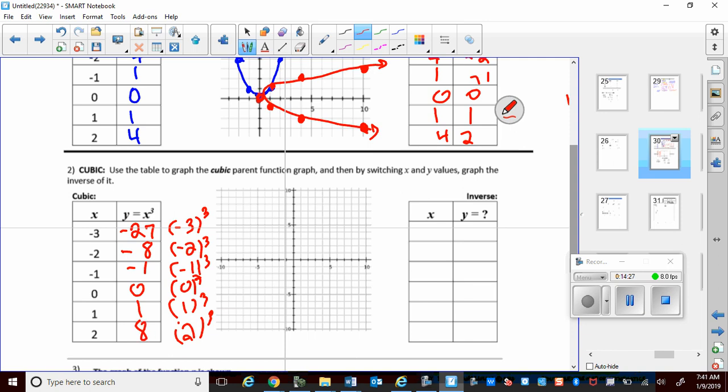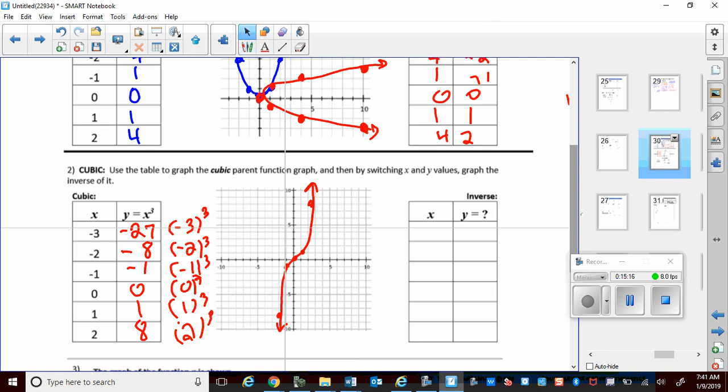Now, graphing these values, I can't graph the first point, negative 3, negative 27, but I can graph negative 2, negative 8. I'm sorry, negative 2, down negative 8. So negative 2, down negative 8. Negative 1, negative 1. 0, 0, 1, 1, 2, up 8, and I create my curve. It's a curve. It's not a straight line.